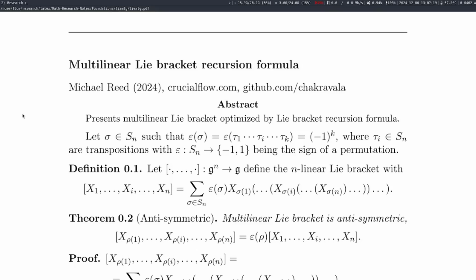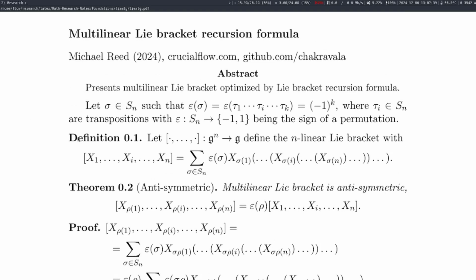So this basically presents a multilinear Lie bracket which is optimized by a Lie bracket recursion formula, which I'm presenting here as a new idea I'm thinking about.